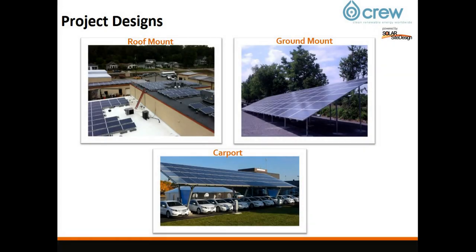So these are a few examples of designs that we build for our commercial clients. There's a roof mount design, which depending on the style of roof can be ballasted or flush mount, and we'll get into the differences of those in the next modules. You can do ground mounts, which many of our customers have built in order to draw attention to their business.